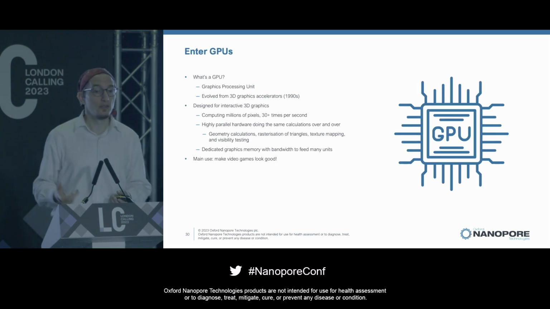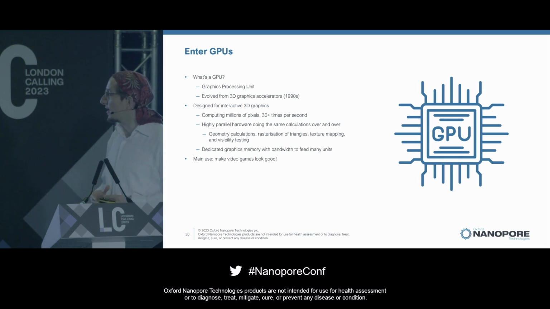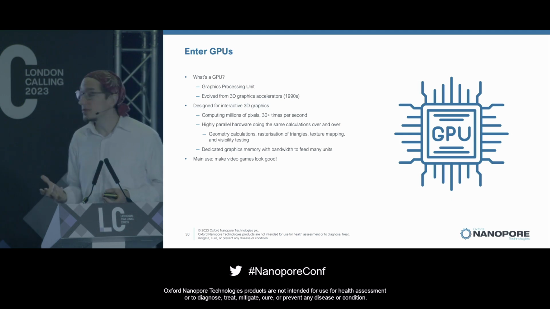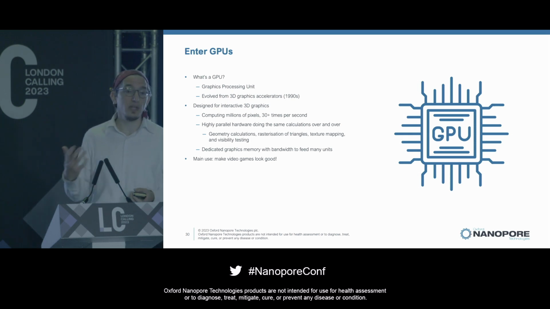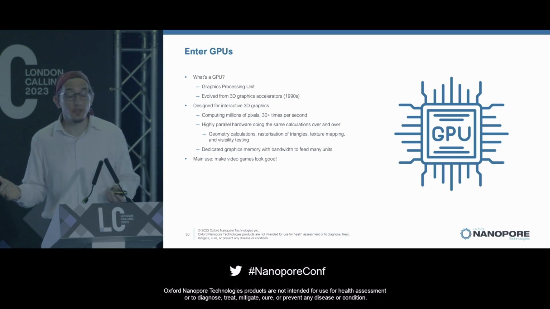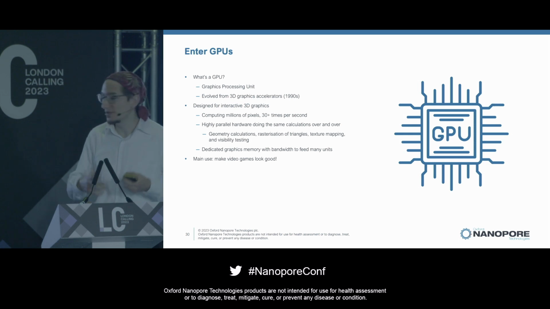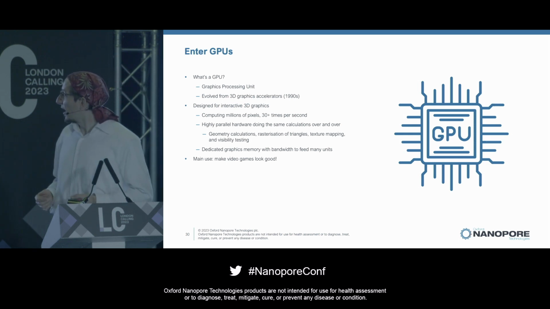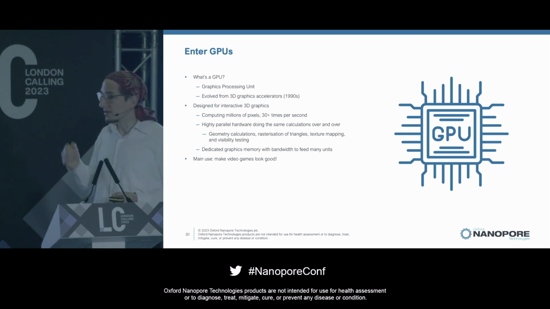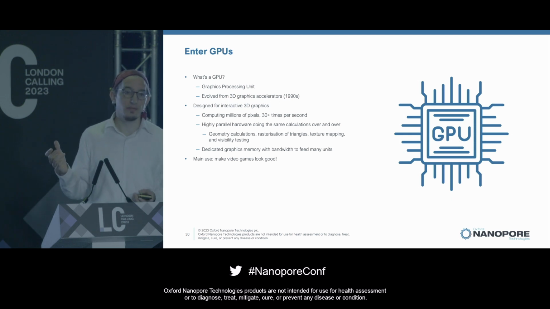Well, actually, GPUs can help us there, and a GPU is a graphics processing unit. They've evolved from 3D graphics accelerators, which became really popular in the 90s. And they're designed for interactive 3D graphics, so basically often video games. And that's really the main motivator, to make video games look good. One key thing there is that they're highly parallel, and initially those accelerators were fixed function.